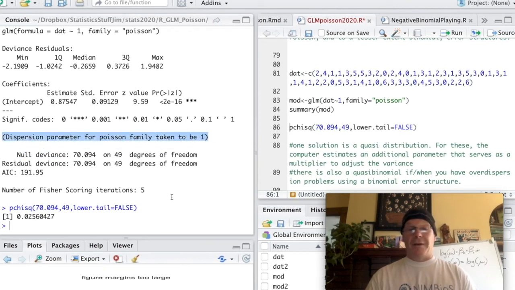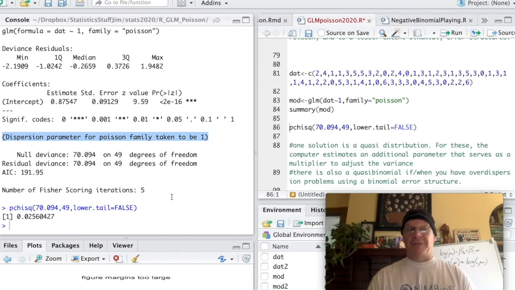And so you can see as the default, when we use family Poisson, that the dispersion parameter is taken to be 1. And that means that we know what the variance should be for that Poisson distribution, and we should be able to model our data effectively. But since we have this over-dispersion problem, it's very clear that probably isn't the case, and so we need to account for that. And we account for that by using what's called a quasi-distribution.